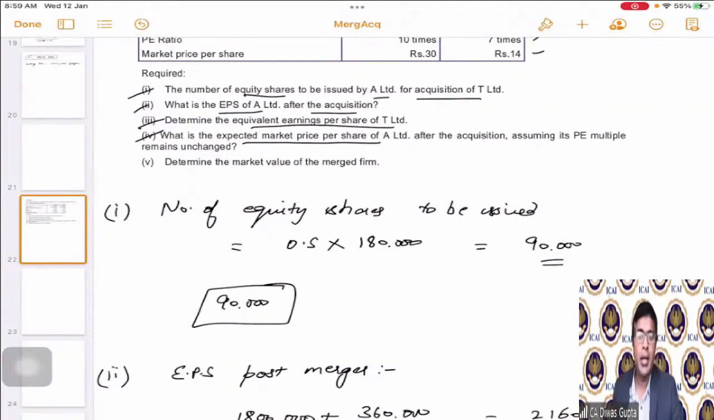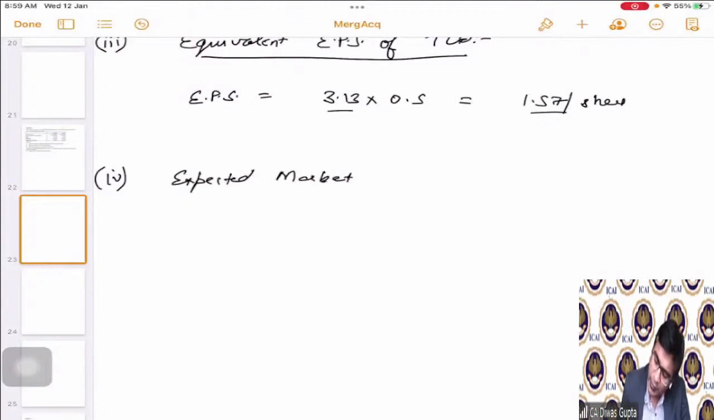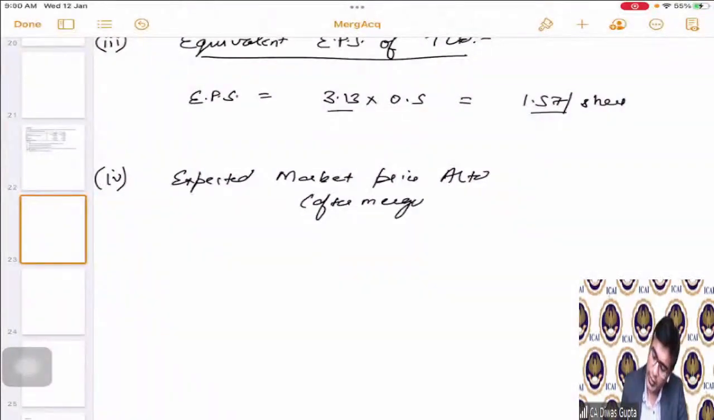what is the expected market price per share of A Limited after acquisition, assuming its PE multiple remains unchanged? Now they are asking us to calculate the expected market price after acquisition and the PE ratio remains same. Now simply we will use the EPS and multiply it with the PE ratio to arrive at the market price after merger. Expected market price of A Limited after merger, correct, is what we have to calculate.